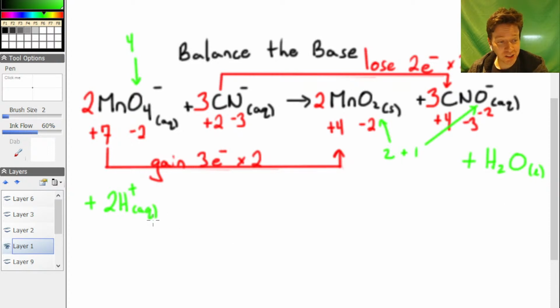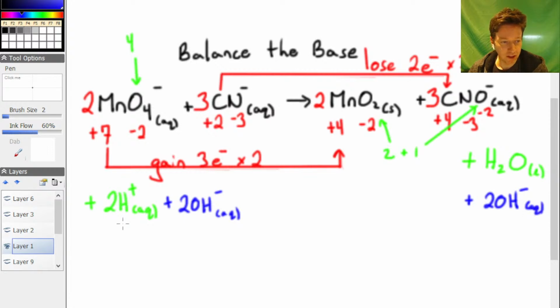All right, I added 2 hydrogen ions, but this is not an acid, it's a base, so I need to fix that. So what I'm going to do now is I'm going to add hydroxide ions, the same as hydrogen, but to both sides. So I'm going to add 2 hydroxide to the reactants, and I'm going to add 2 hydroxides, aqueous, to the products as well. Now these ones will combine to form 2 water molecules.